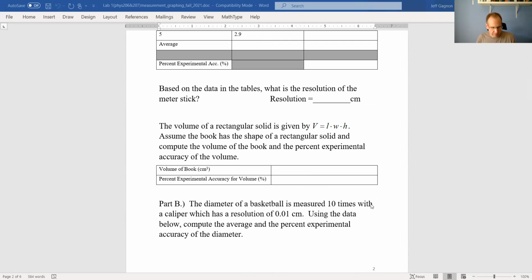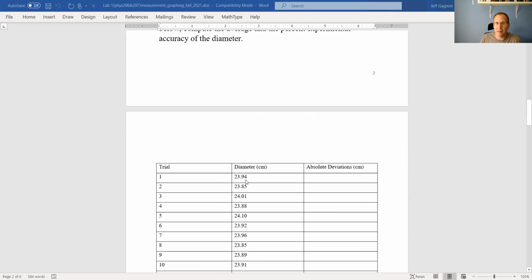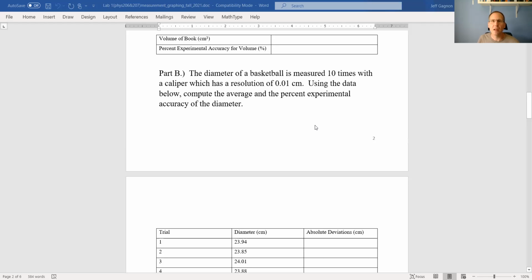Okay, the next part, you're told that the diameter of a basketball is measured 10 times with a caliper, which has a resolution of 0.01 centimeters. So you'll see all these numbers are to 2 decimal places, right? The smallest that this caliper can measure is 0.01 centimeters. So 2 decimal places, that's its resolution.